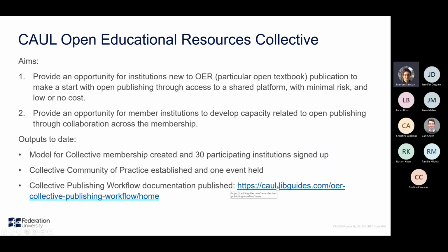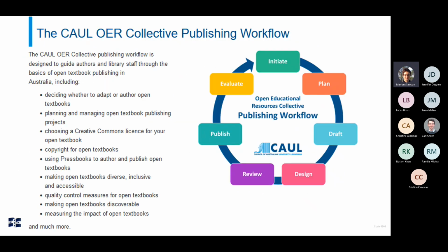But one of the main things that they've done, and which I'd encourage you to have a look at, is that they've developed a publishing workflow, which is online, and it's just done in LibGuides, and it's a really comprehensive guide to publishing. I'm not going to go over all of it. This is basically just the landing page, but it really just guides everybody through how you start publishing open textbooks. It says this is specifically designed for Pressbooks. There are other resources that could be used, but the rest of the process is really applicable regardless of whichever publishing platform is being used.